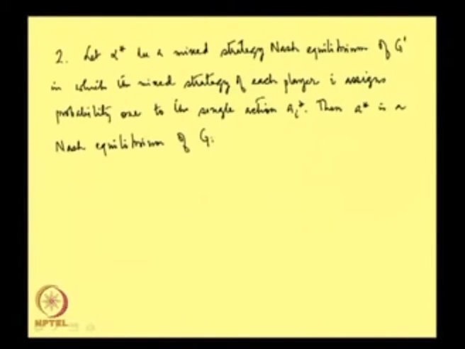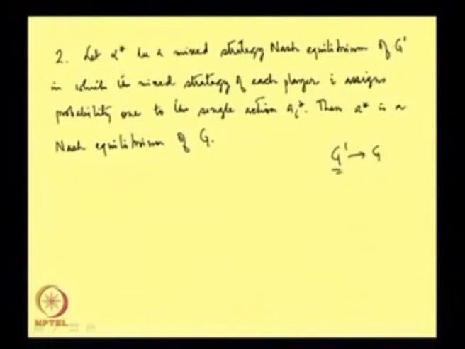Then A star is a Nash equilibrium of G. So this is telling me how to go from G dash to G. So just to elaborate what is being said, suppose in G dash, that is in the von Neumann preference game, there is a Nash equilibrium which is alpha star, and this Nash equilibrium is such that, suppose I take player I, has this mixed strategy alpha I star. In that alpha I star, only one action has probability 1 and the other actions obviously have probability 0. Suppose that action is given by AI star.